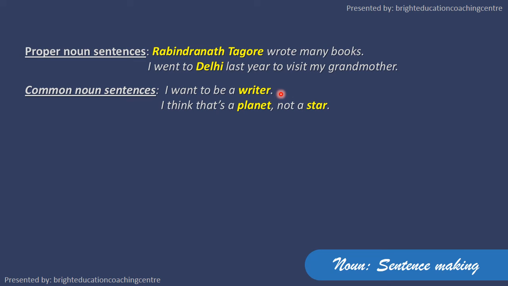Next, I think that's a planet, not a star. In this galaxy, we know that there are many planets, many stars. So planet and star belong to a particular class of thing. But in this sentence, if you write, is that Jupiter? I think that's Jupiter. That means it belongs to a particular planet. The name of the planet is Jupiter. So in that case, the word Jupiter will be considered a proper noun.